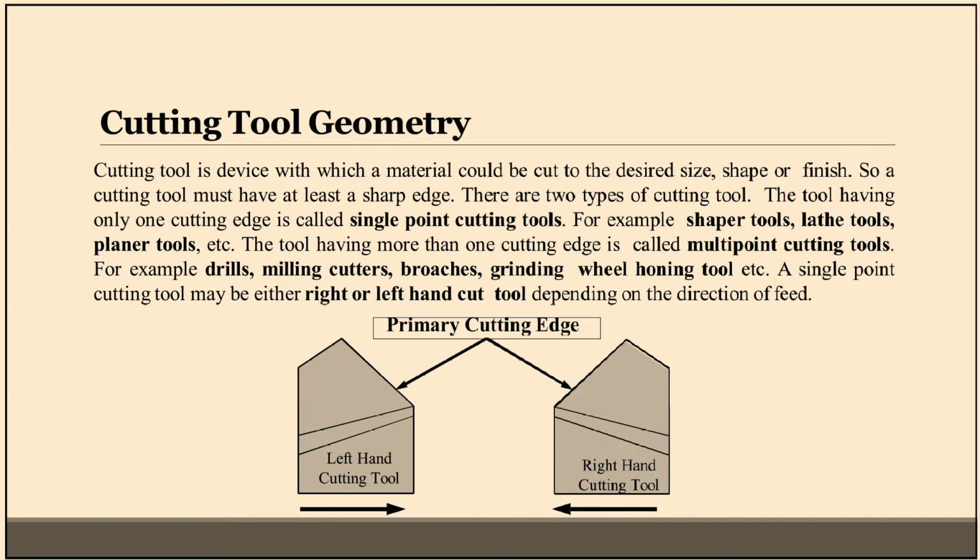A single point cutting tool may be either right or left hand cut tool depending on the direction of feed. In the picture, this is a primary cutting edge, and see here, first one is left hand cutting tool and next one is right hand cutting tool.